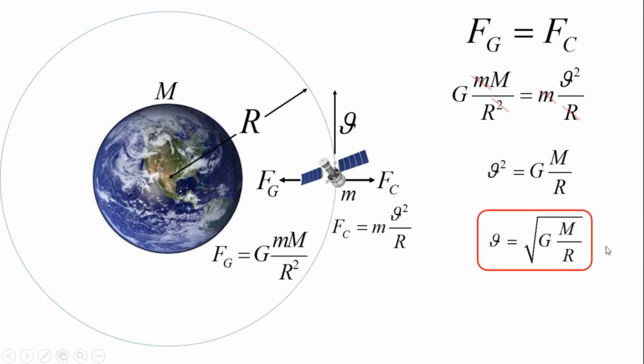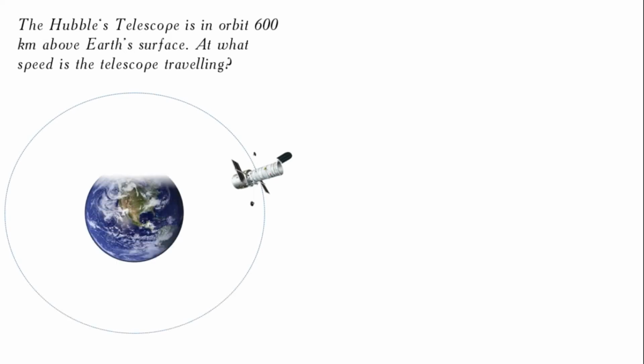Now let's consolidate our knowledge by solving a problem. The question is this: the Hubble telescope is in orbit 600 kilometers above the Earth's surface. At what speed is the telescope traveling? This is our Hubble telescope orbiting around our planet, which has a mass M and radius R, and the height of the telescope from the surface of the Earth is h. This is 600 kilometers.